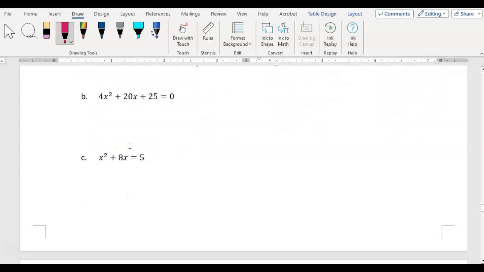For this one here, my middle term is an even number, but notice my first term is also a perfect square of 2, and my last term is a perfect square of 5. 5 times 2 is 10, and 10 times 2 is 20. So this actually looks like it's already a perfect square, but let's see if it is. If I were to write this as 2x plus 5 times 2x plus 5, will I get this?